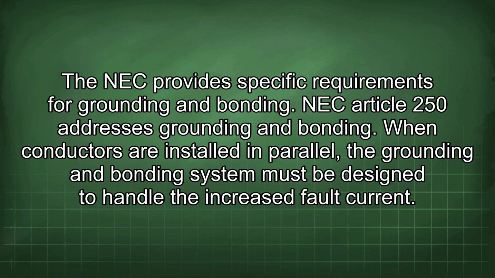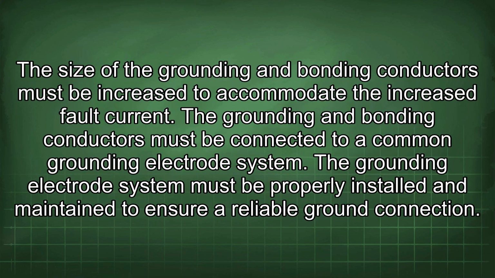When conductors are installed in parallel, the grounding and bonding system must be designed to handle the increased fault current. The size of the grounding and bonding conductors must be increased to accommodate the increased fault current. The grounding and bonding conductors must be connected to a common grounding electrode system. The grounding electrode system must be properly installed and maintained to ensure a reliable ground connection.